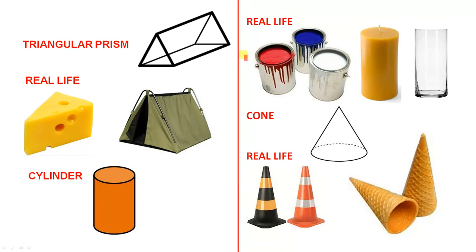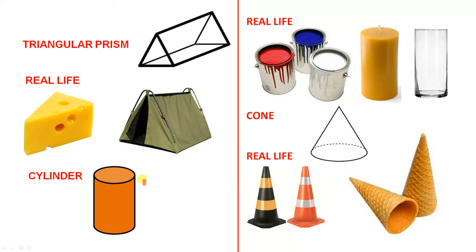The triangular prism, there it is there, quite straightforward. That's in the shape of a triangle. That's why they call it a triangular prism. In real life, this little block of cheese here, they're very common. Many tents that we have are also examples of triangular prism.